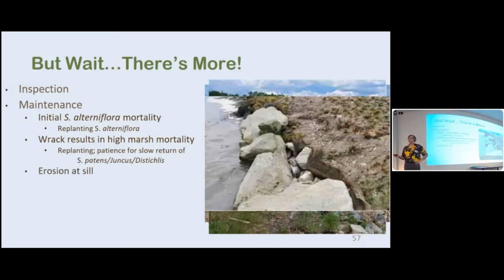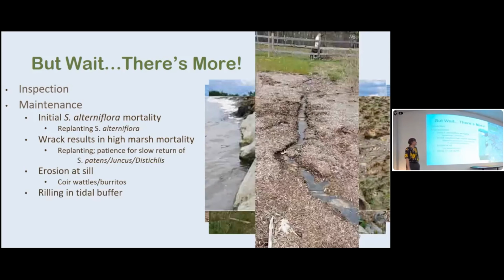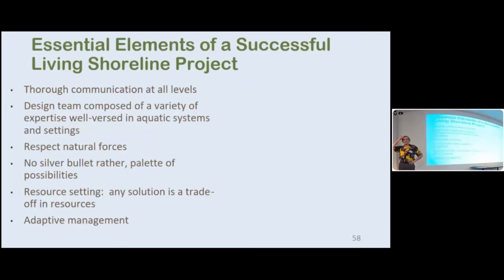We do see erosion at the sill, and in that erosion, what we've been doing is wrapping up some of the rack in coir burritos and just stuffing it in there, and that seems to do the job with arresting erosion. And rilling in the tidal buffer zone, what was done was to put down a geosynthetic and then put chipped bark mulch on top of it, and that still gets some rilling, and all that's done for that is to rake it out.